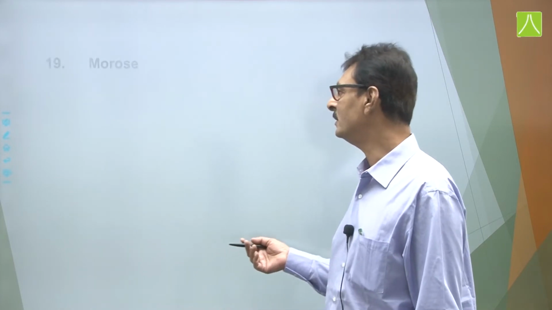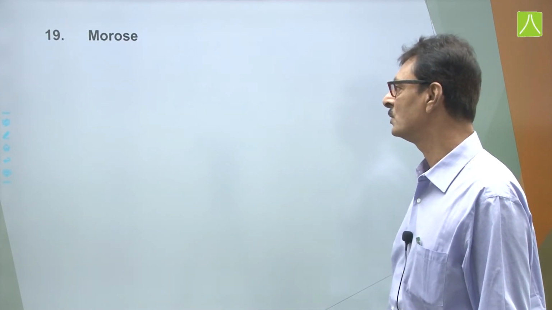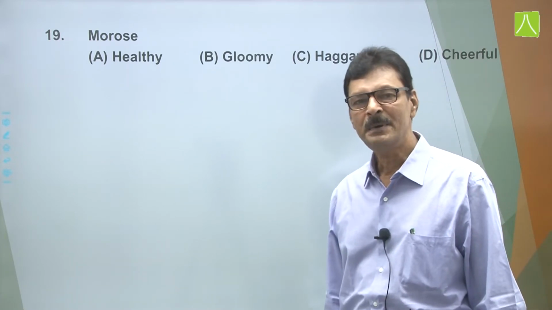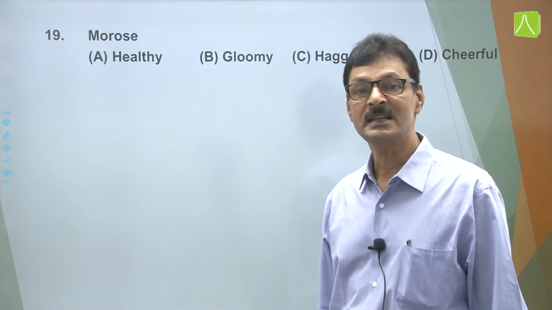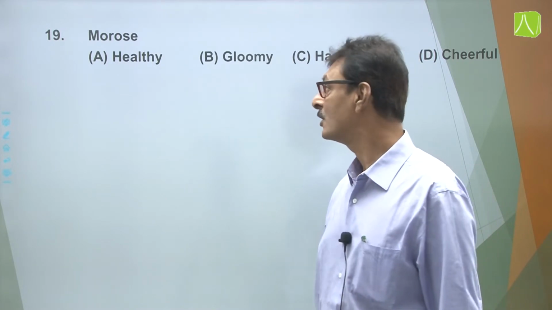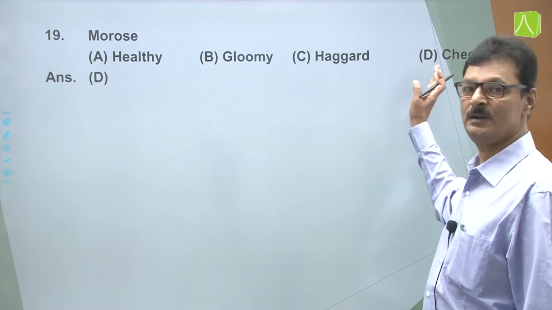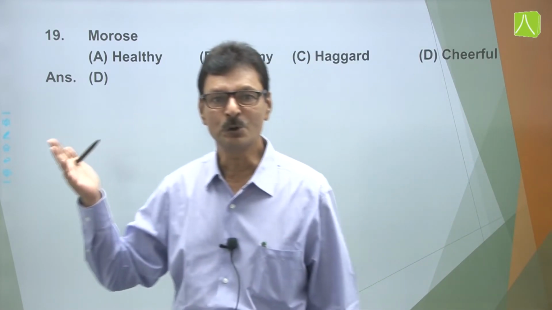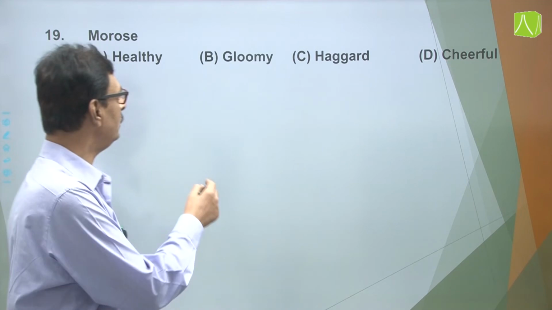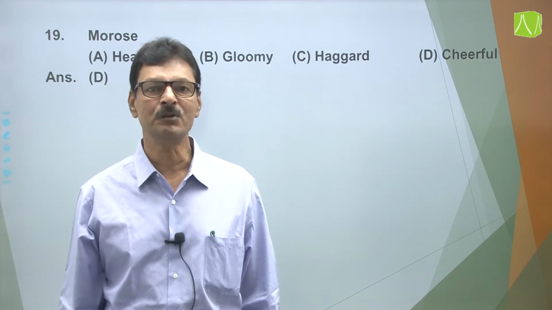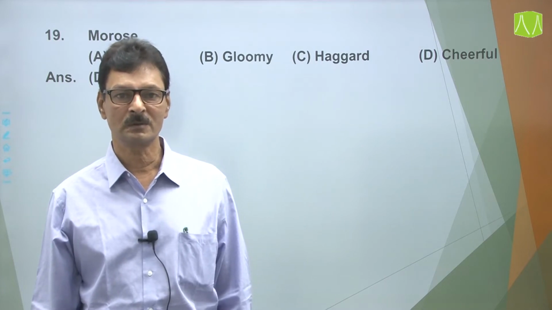Moving on to the next word, morose, healthy, gloomy, haggard or cheerful. The meaning of the word morose, morose is sad, dukhi, gloomy, and the correct answer is cheerful. So morose is cheerless, dukhi, sorrowful, gloomy, and the option is cheerful. The antonym for the word morose.